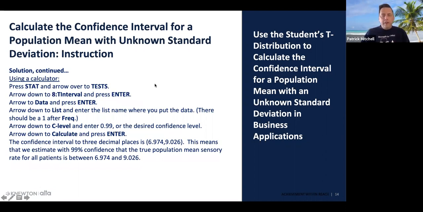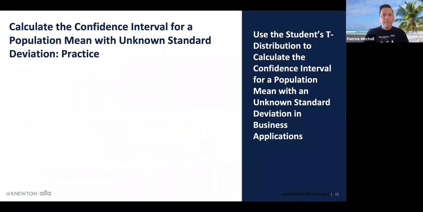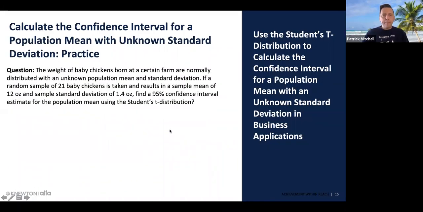I'll leave this up here for just a few seconds. If you're using a graphing calculator, feel free to pause the video and try this. Okay, here's another example. This is one that you could try if you'd like to pause the video. It should be pretty similar to the one we just did.